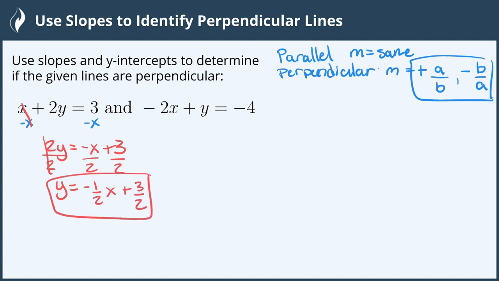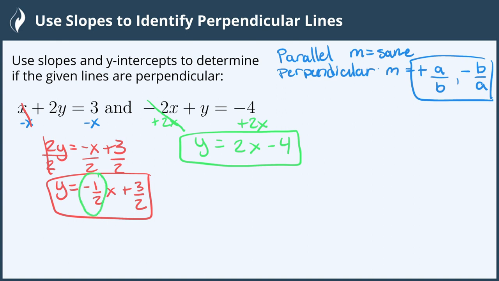Now let's go ahead and solve the second equation for y. We'll add 2x to both sides, and we're left with y equals positive 2x minus 4. Now let's go ahead and compare the slopes of each. The slope of the first one is negative 1/2, so I have a negative, that's great, and the slope of the second one is positive 2, which is great.